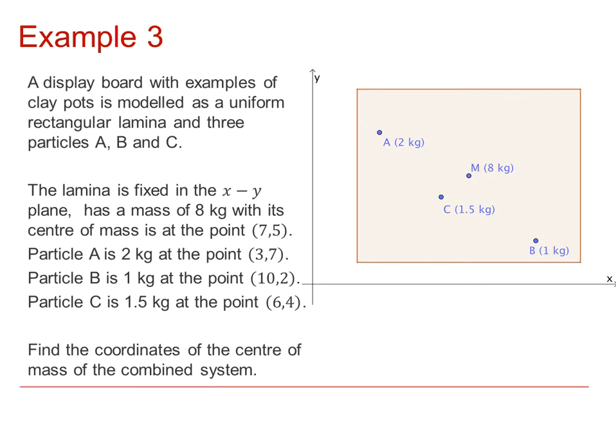So here's an example of that, where we've got a display board, and the display board itself has got a mass of 8 kilograms. And attached to that are some pots which are represented by points. So these are point masses: A 2 kilograms, B 1 kilogram, and C 1.5 kilograms. And we're given the positions of those relative to the origin here. So we've got the position of the center of mass 7, 5, so this point here 7, 5. A is at 3, 7. B at 10, 2. And C 6, 4. So now we've got, in effect, a system of 4 masses.